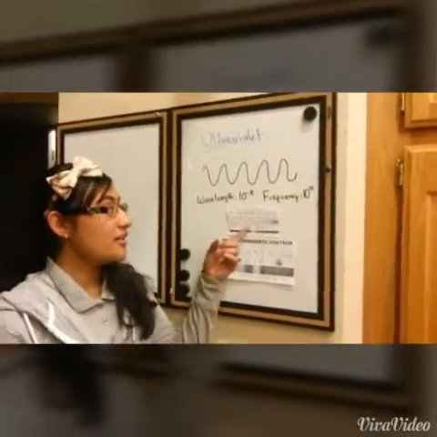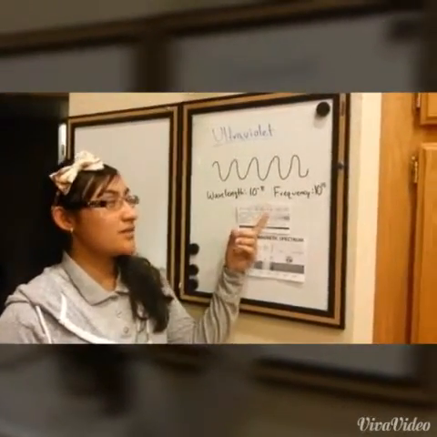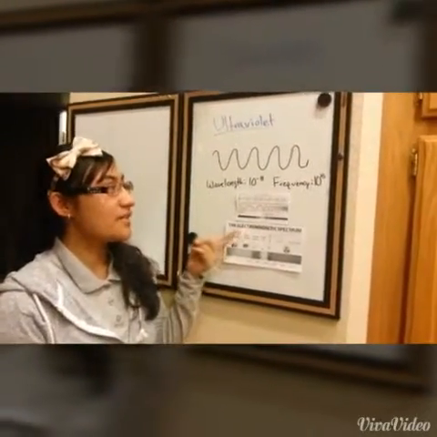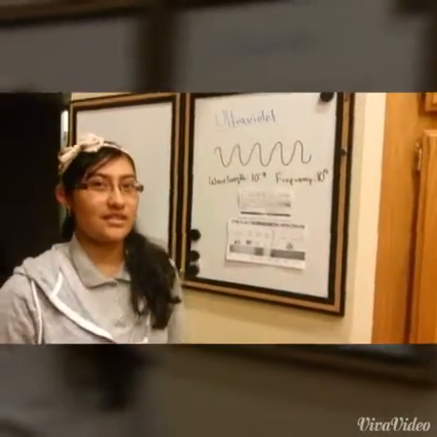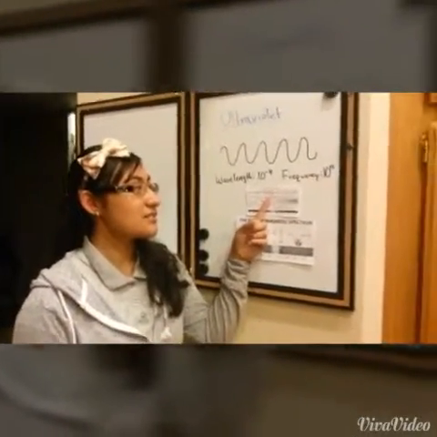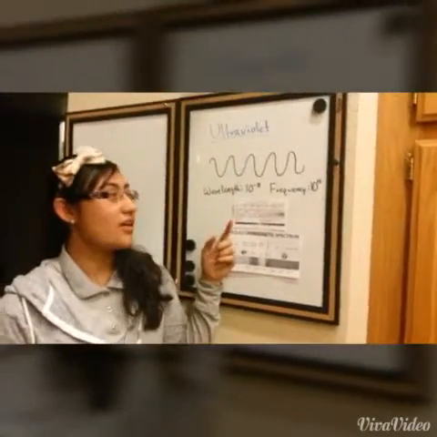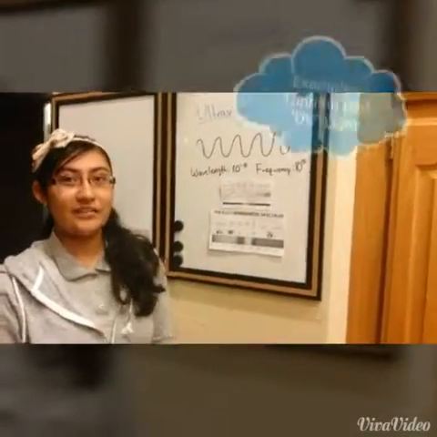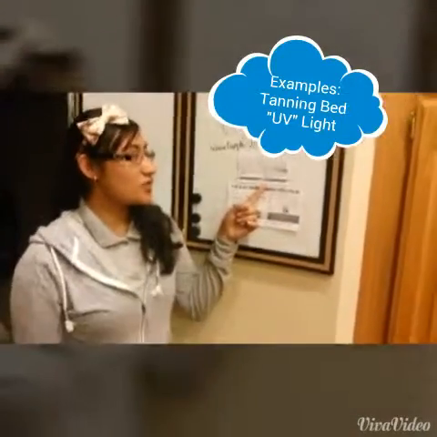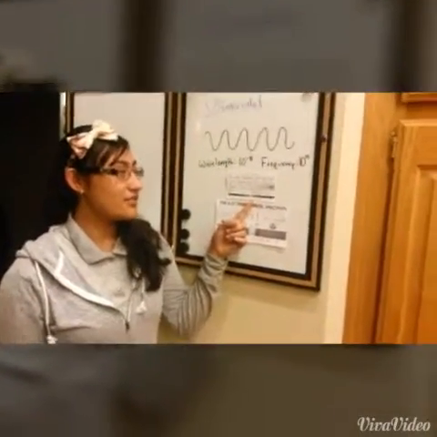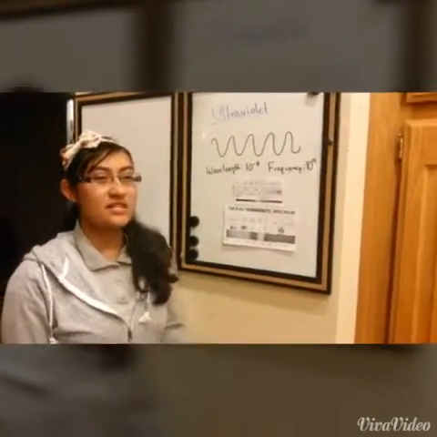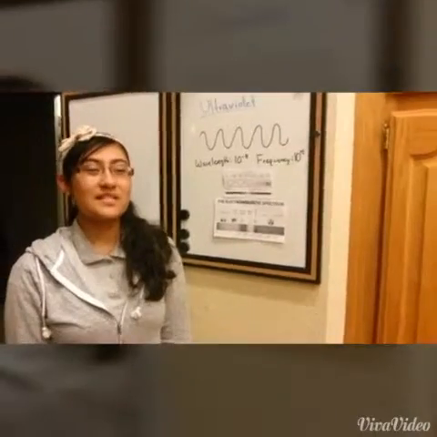After visible light waves, we have ultraviolet. These have a shorter wavelength than the visible light, but they have a higher frequency. As you can tell, visible light has 10 to the negative 6 power for the wavelength, while ultraviolet has 10 to the negative 8th. However, in frequency, the ultraviolet light has a higher frequency because it's 10 to the 15th. Now, this type of light wave is invisible to the human eye, but some insects can see it.